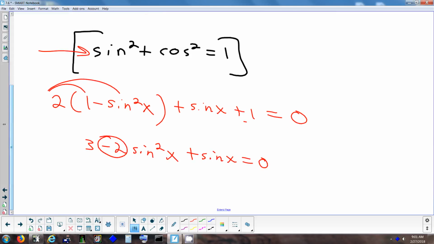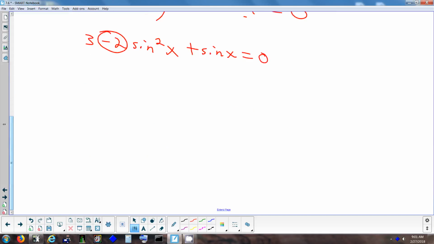I'll give you a hint. It's not what it is right now. Positive. You always want the squared term to be positive. So what I can do is just move everything to the other side. So basically change the sign of everything.